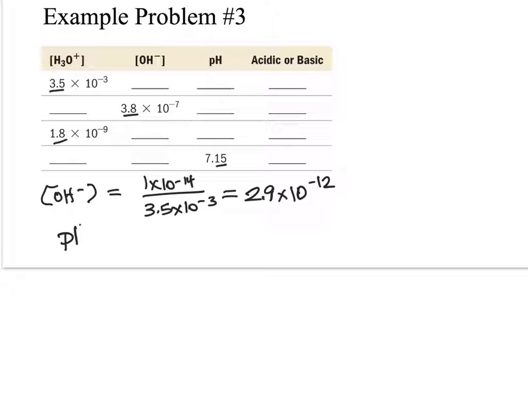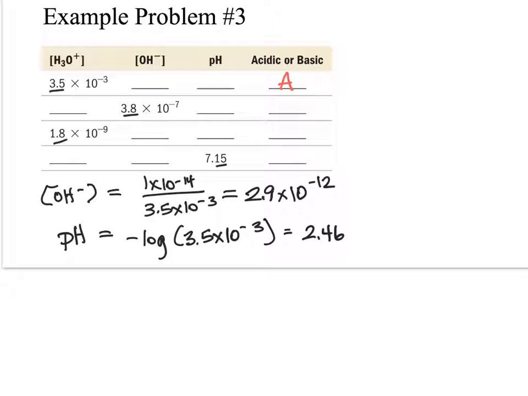pH is equal to negative log of 3.5 times 10 to the negative third. I'm getting 2.46. So this is an acidic solution. The pH is less than 7.